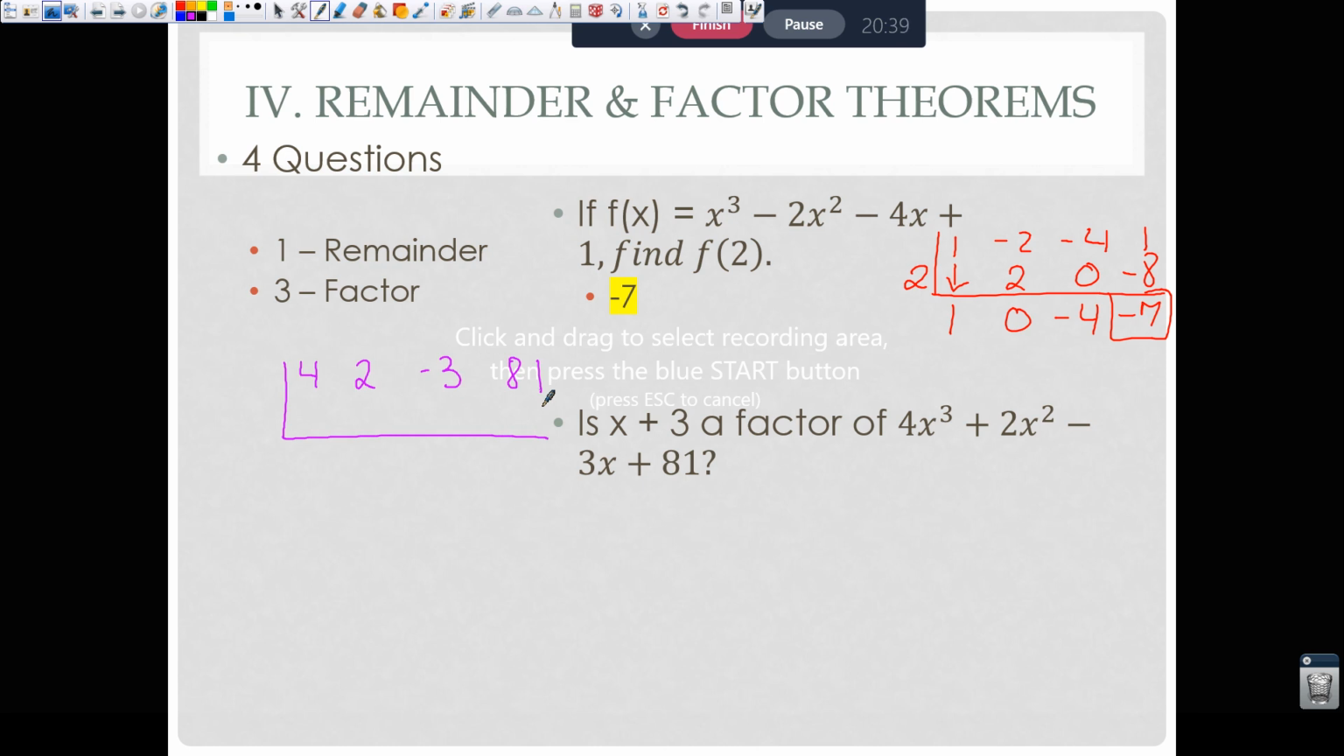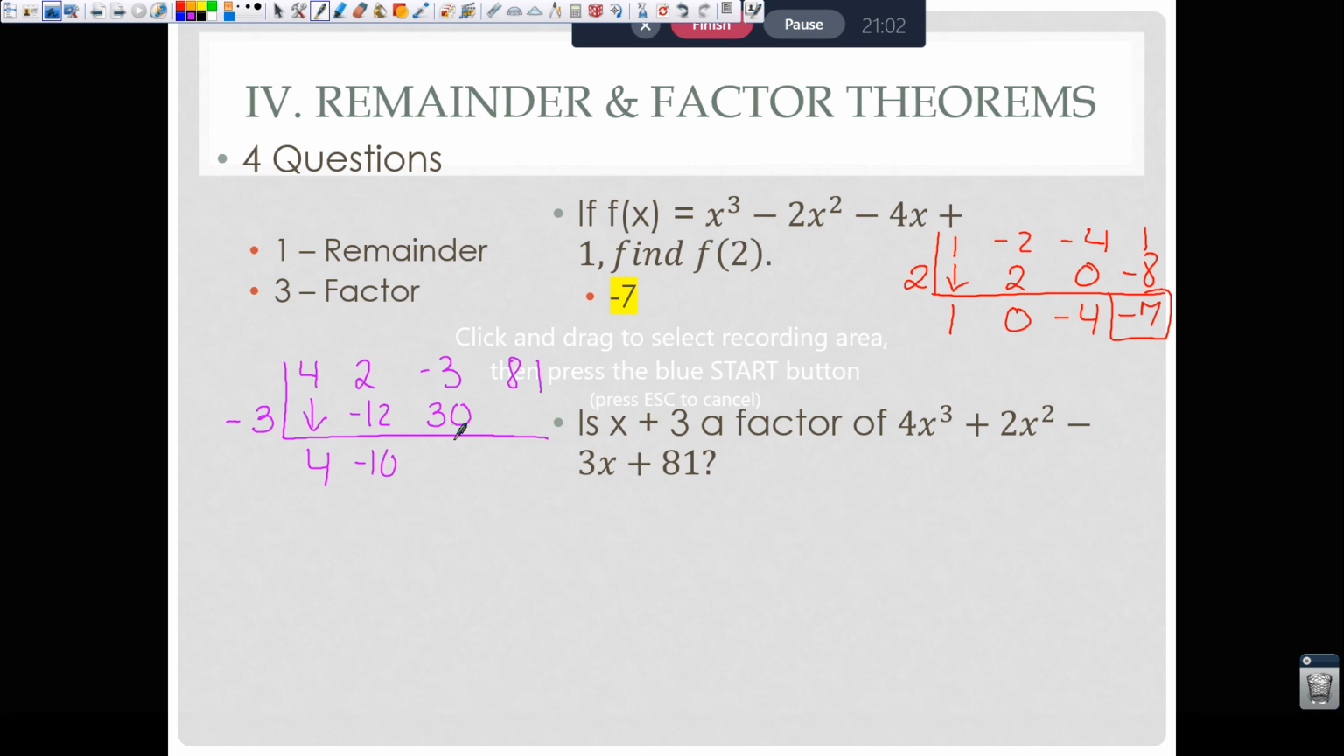Okay? Then I'm going to set my factor equal to 0, which this would be negative 3. So negative 3 would go on the outside. I'm going to bring down my 4. Negative 3 times 4 is negative 12. 2 plus negative 12 is negative 10. Negative 3 times negative 10 is 30.